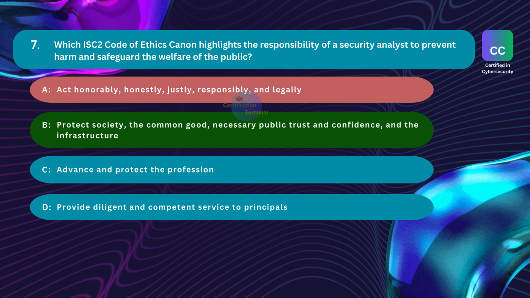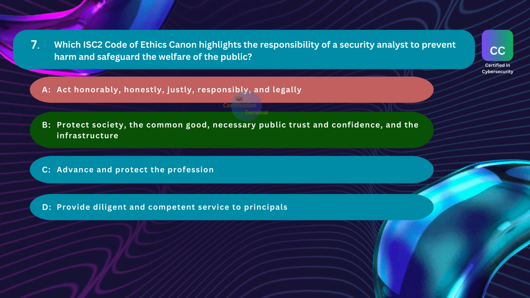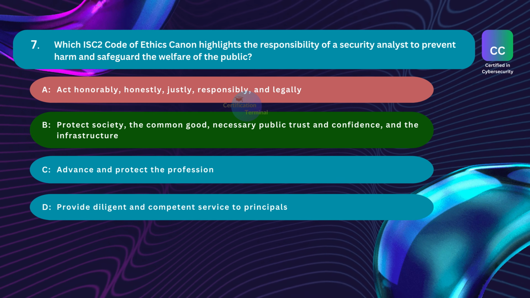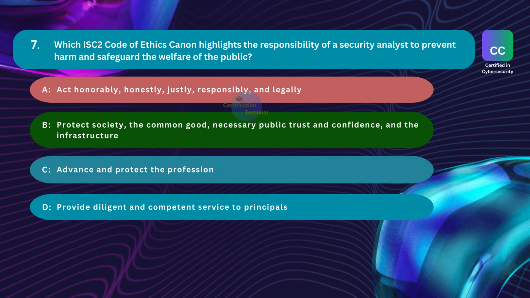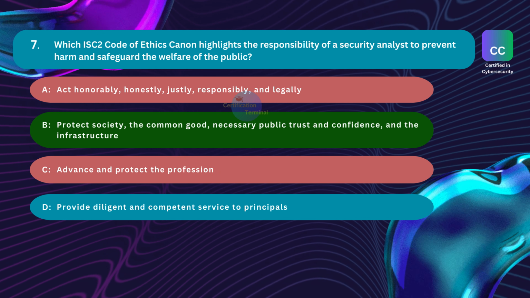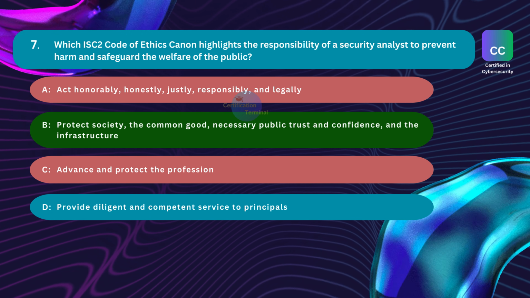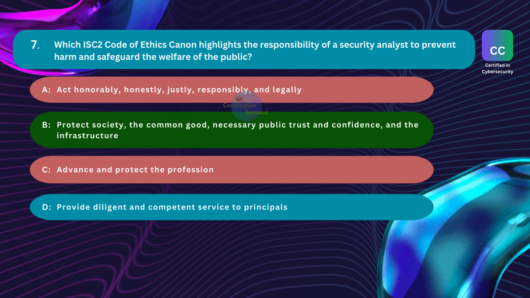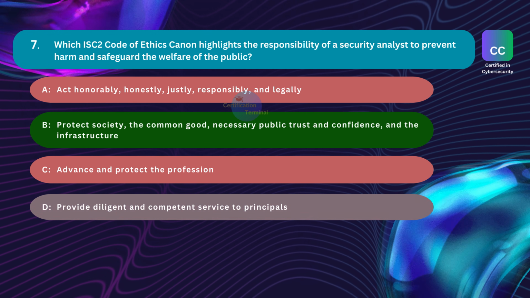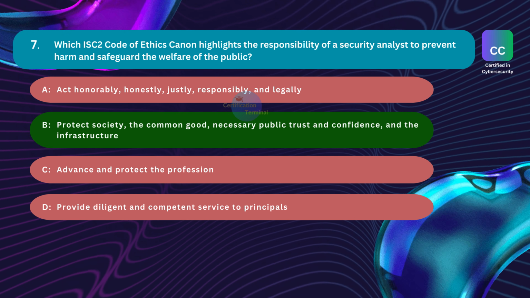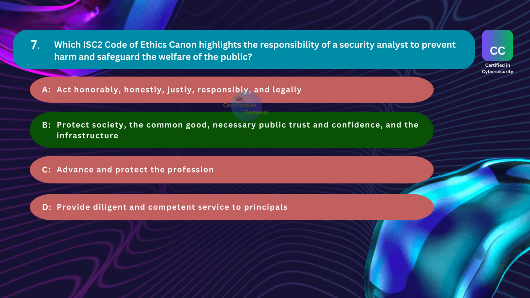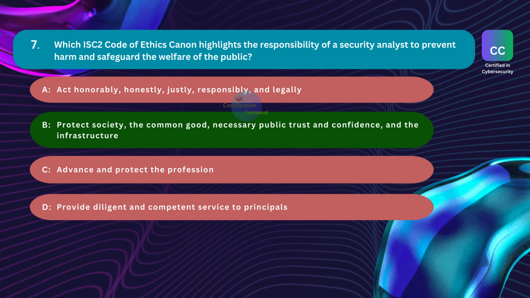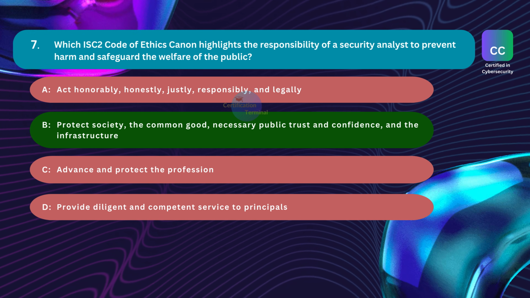Option A is incorrect. This canon emphasizes the ethical conduct and behavior of security professionals, but doesn't explicitly highlight the responsibility to safeguard the public welfare. Option C is incorrect. This canon focuses on the advancement and protection of the profession itself, rather than emphasizing the direct responsibility toward public welfare. Option D is incorrect. This canon emphasizes providing competent service to principals, but doesn't specifically address the broader responsibility toward societal welfare and public trust.